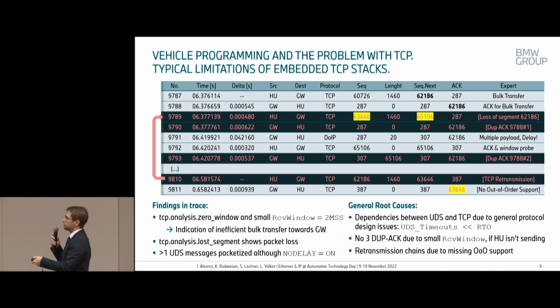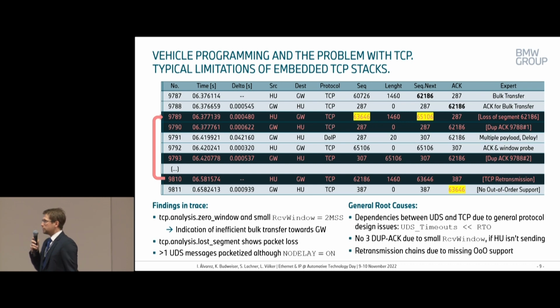Now, when the retransmission happens, it gets really vicious. The gateway is now telling it's expecting the segment 63646, even though we know it was transmitted before. That means we have a vicious cycle. And that vicious cycle is caused by the missing out-of-order support. So the gateway is not accepting that packet if it's not in order.